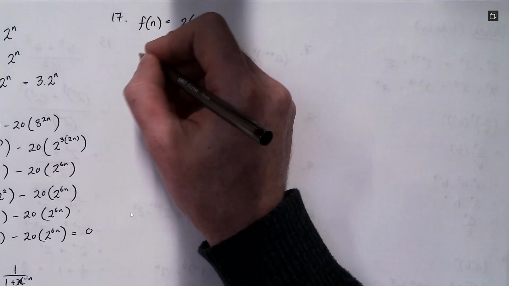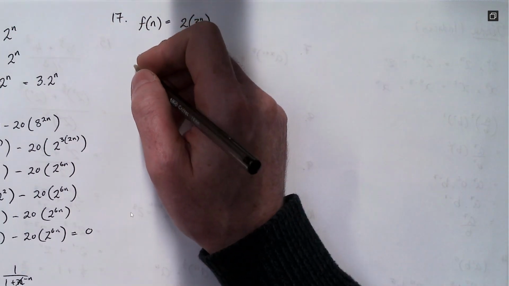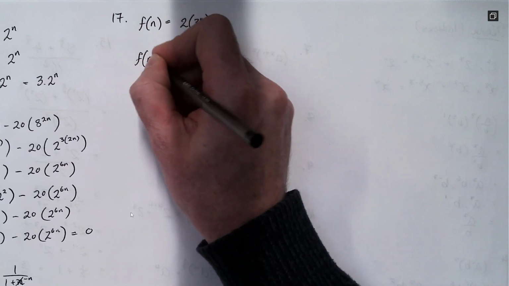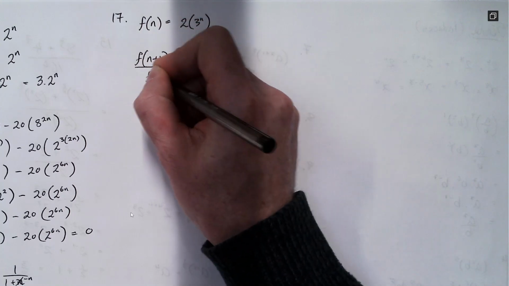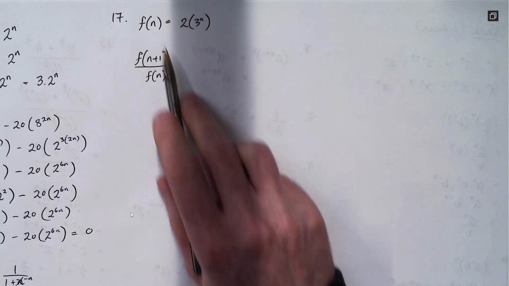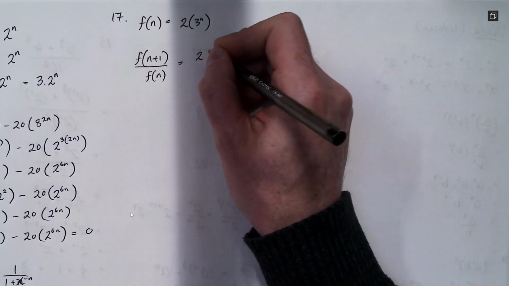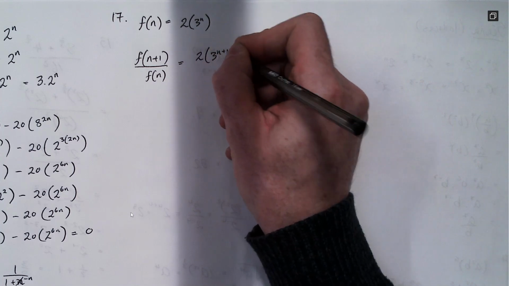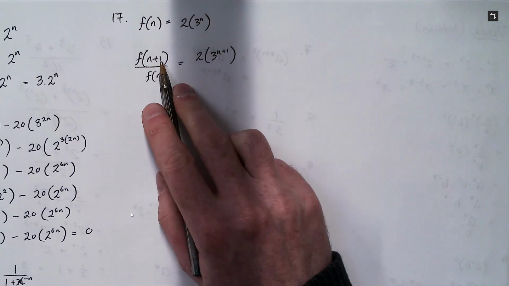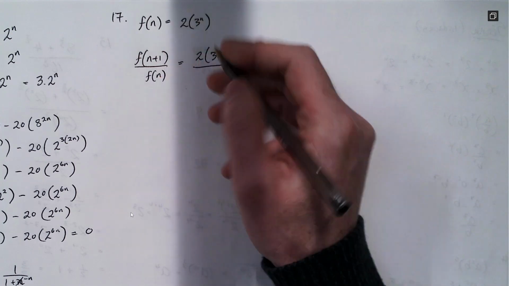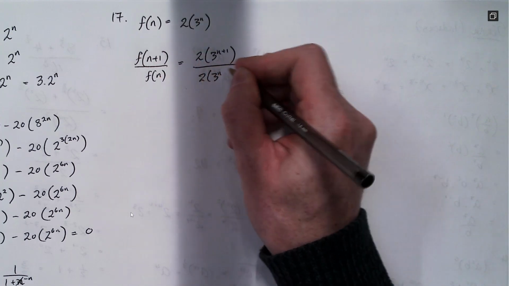So we go back to the formula to make f of n plus 1 and f of n. So for n to n plus 1, we use the formula 2 to the power of 3n plus 1, because f of n plus 1 over f of n. So this is 3 to the power of n.